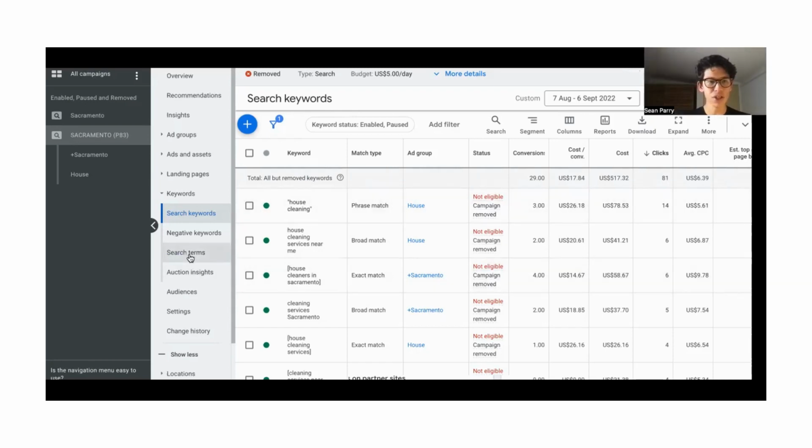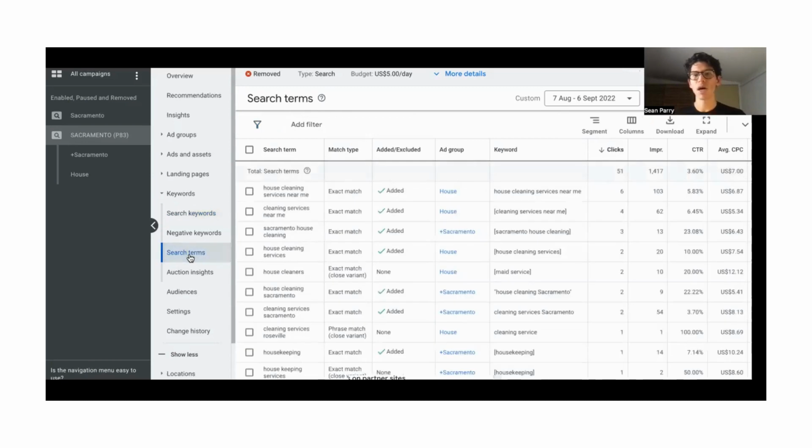Let's have a look at the search terms. So the search terms are basically the exact string of words that someone types into Google and our advert shows up for. As I said, the keywords are the initial list that we give, but because the match types can be different, and if we're running phrase match, if we're running some broad match as well, we will get variations of the keywords. So this is reflected in the actual search terms that come up.